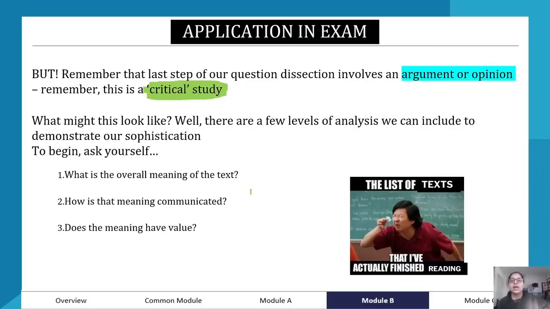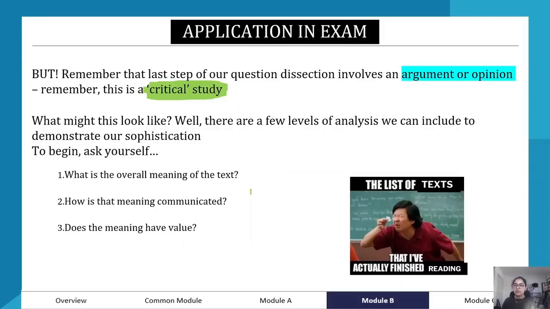Alright, cool. That's good. Okay, so essentially, remember with module B, you're looking at critical study. You are not just doing a close study of the text, you're critical, you're actually evaluating the text, you're being picky, you're looking at what the text is doing right. If it's doing anything wrong, you're a critic yourself. So there are a few levels on which you can do this analysis, but to begin, ask yourself these 3 questions, and surely by now you already have that understanding of the text, you already have your critique on the text, what it is doing.